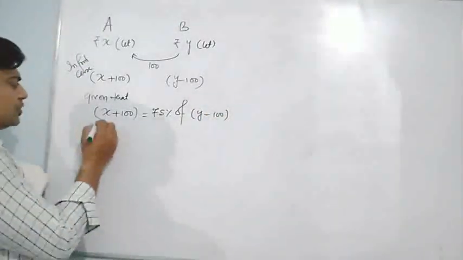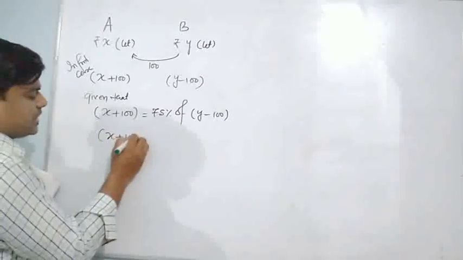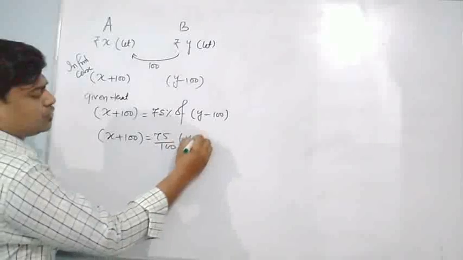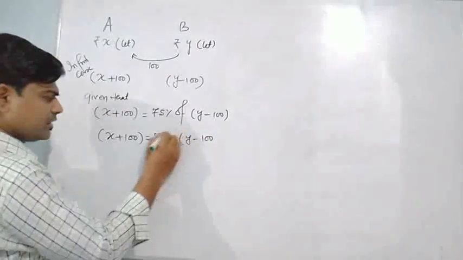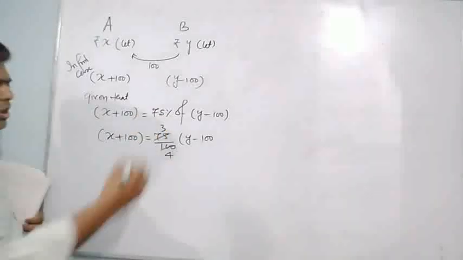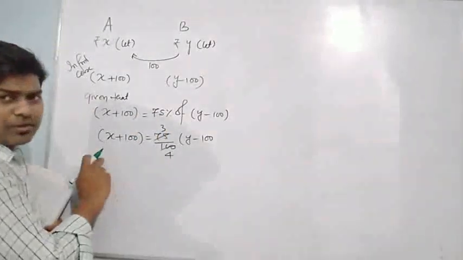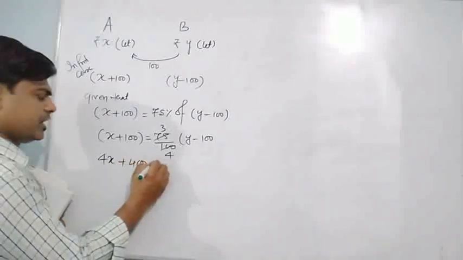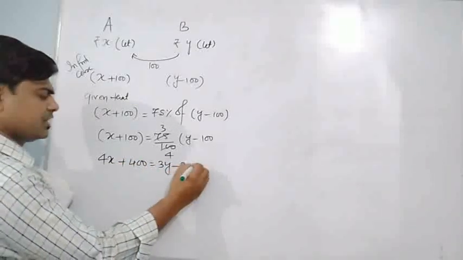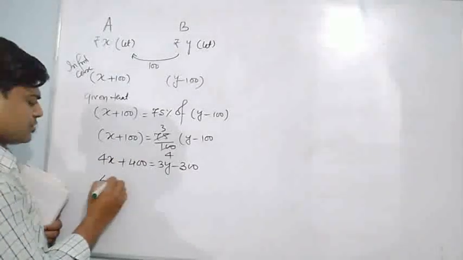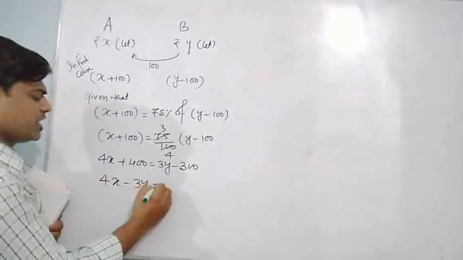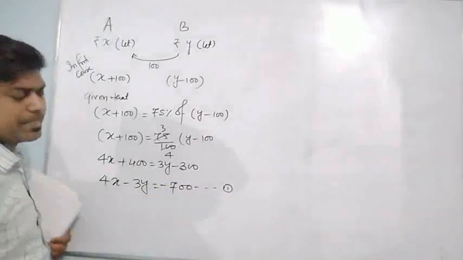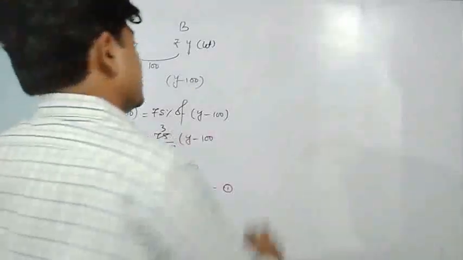Hope you are getting it. So what can I write here? X plus 100 is equal to 75 upon 100 into Y minus 100. It is 3 and it is 4. Now we can do cross multiplication to simplify it. What will happen? I can write here 4x plus 400 is equal to 3y minus 300. Transpose it: 4x minus 3y is equal to minus 700. It is equation number 1. Now for the second case I am going to try another diagram like that.